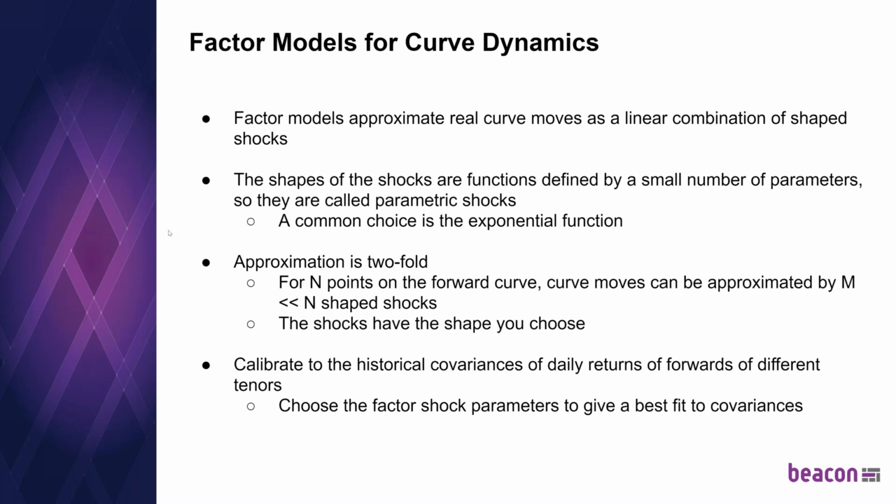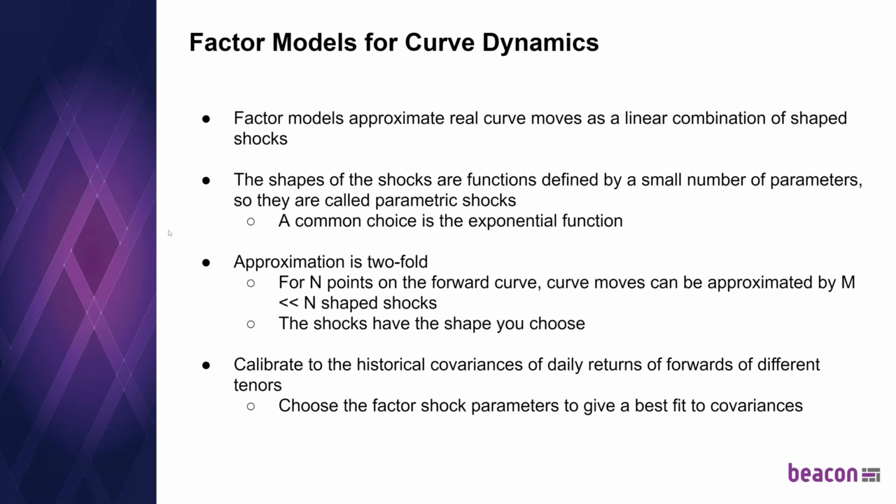You don't need to use exponentially shaped shocks. That's a common choice, but any function will do that represents curve moves somewhat realistically. But these shocks are functions of parameters. For exponential shocks, the parameters are the strengths of the exponential decay for each factor. The idea then is that you calibrate the model by looking at historical correlations and volatilities, the covariance matrix, and you find the model parameters, those exponential decay coefficients, for example, that give you the best fit to historical dynamics.